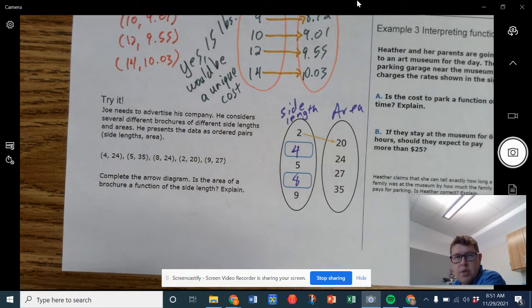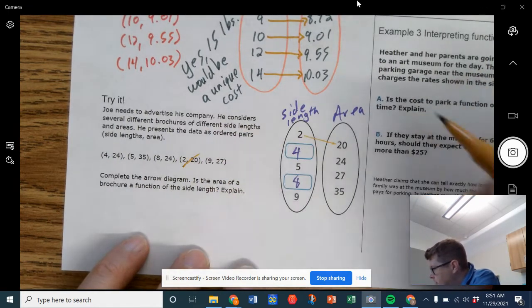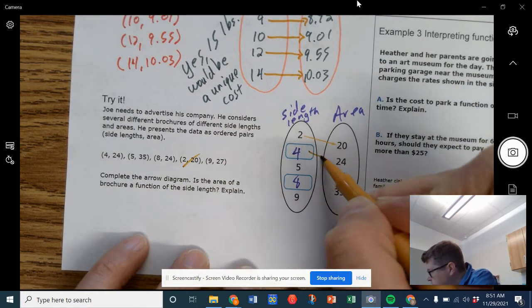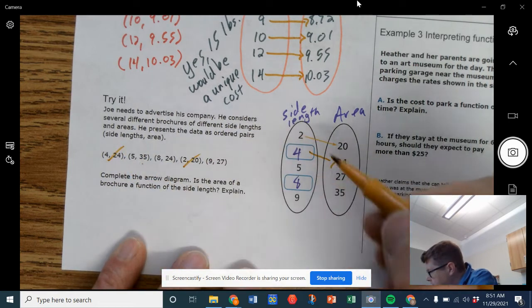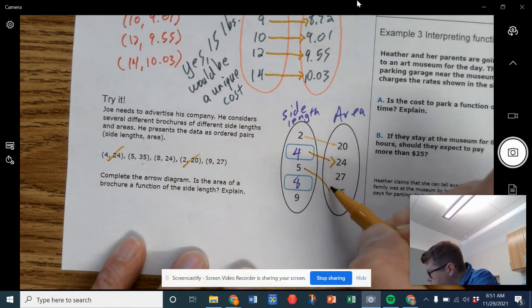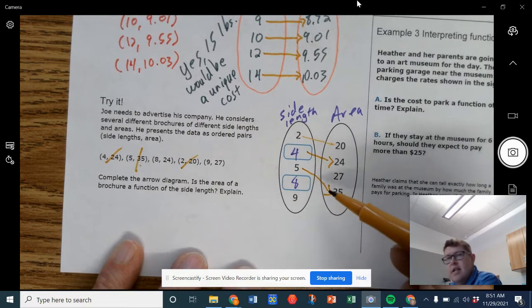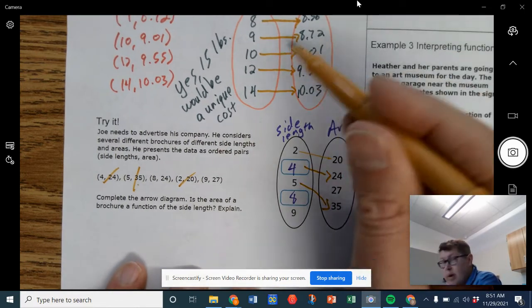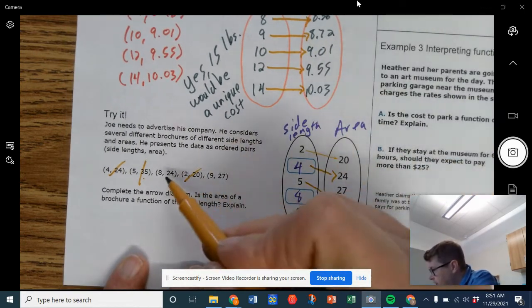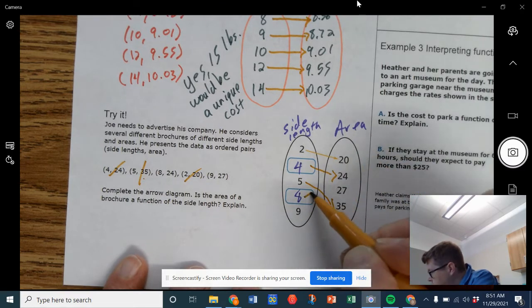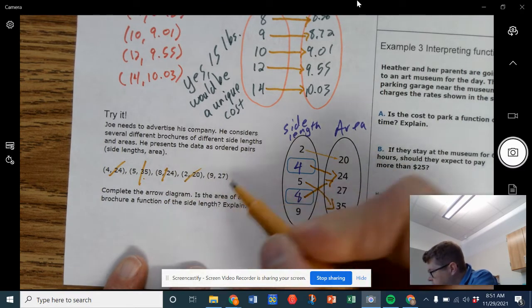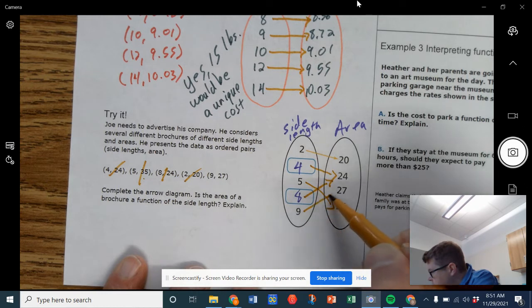So 2 matches to 20, right? Boom, we're done there. 4 matches to 24, we're done there. 5 matches to 35, right? And you can see that in the mapping diagram, it doesn't have to go directly across. It can kind of go all over the place, right? 8 matches to 24, and then 9 matches to 27.